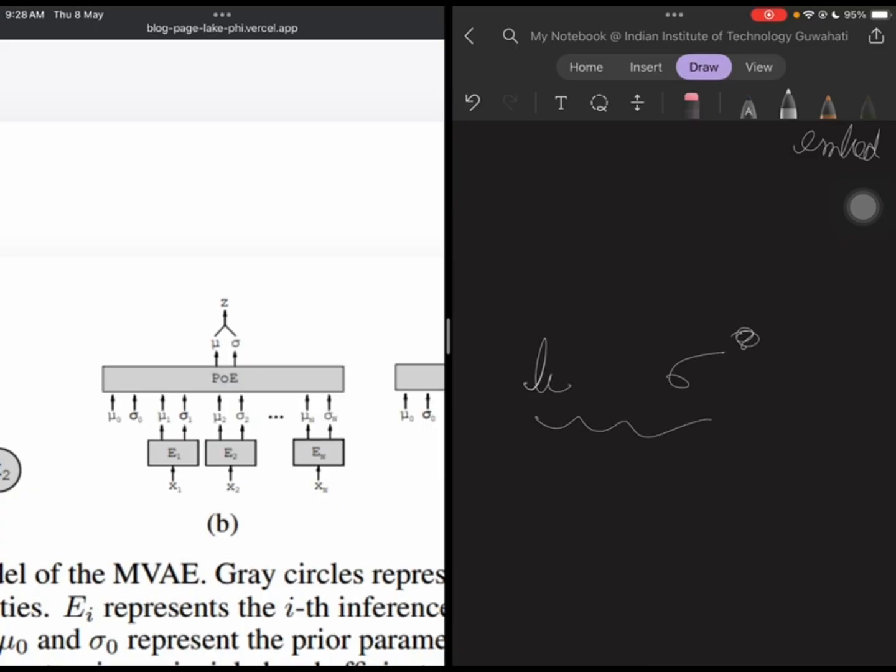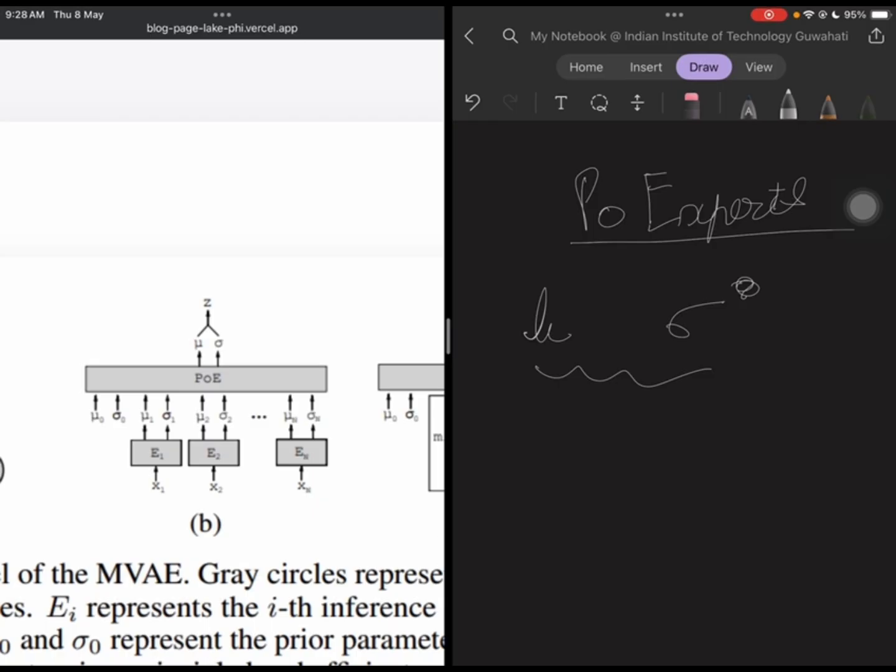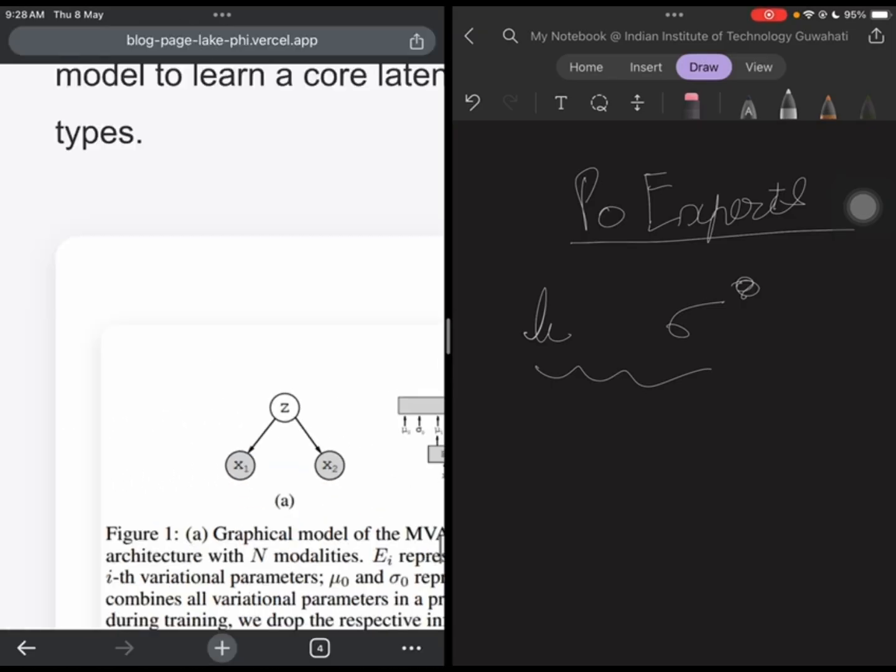This technique is actually not very new in this paper. Product of experts is a well-known technique in the machine learning community. So what they are doing is that they are clubbing this mu1, mu2, mu n, sigma n. Now how to club? Are you taking a mean or doing some kind of clustering? No, the thing which they are proposing is something else.